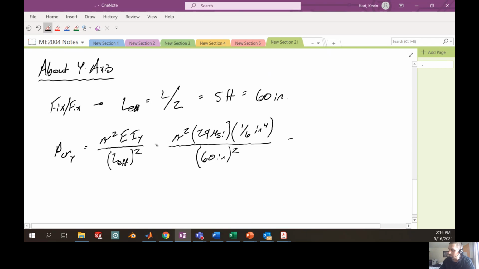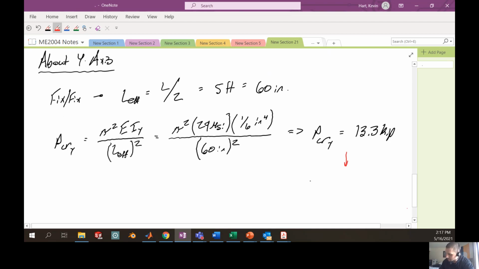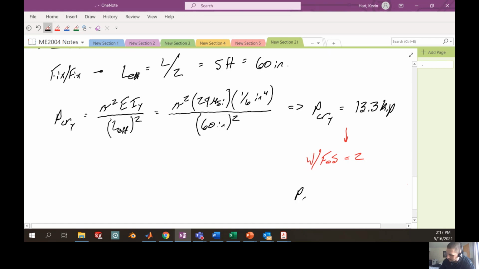Work this out. You will determine that the critical buckling load for buckling this column about the Y direction is going to be 13.3 kips, and that is without any factor of safety. So if we now consider the factor of safety, we normalize the 13.3 by 2, and you'll calculate the critical buckling load for failure about the Y direction to be 6.65 kip. And this is your answer.